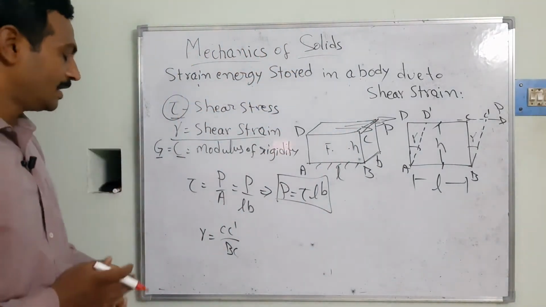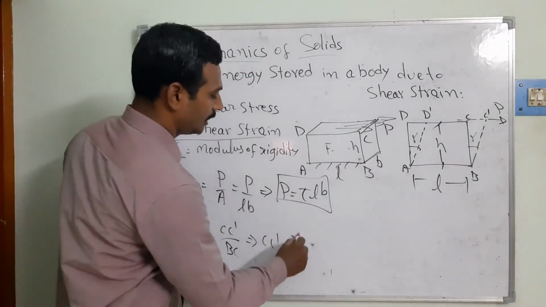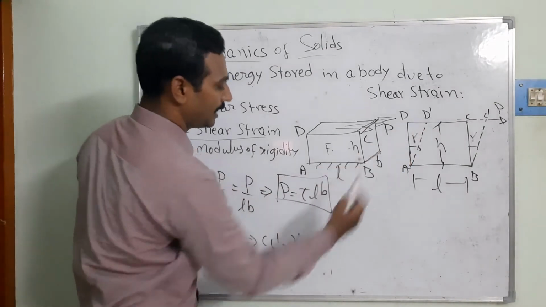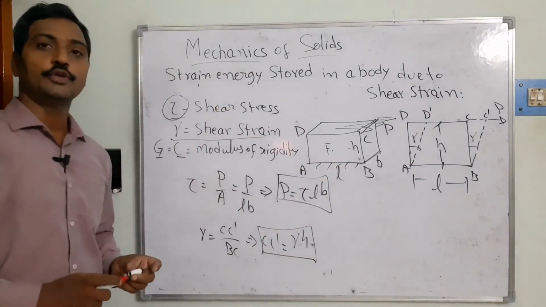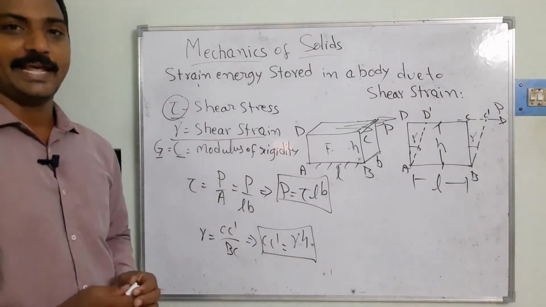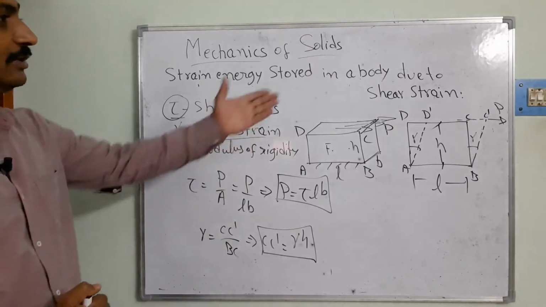So that is the rectangle. Then in this equation, C dash is equal to, what is the formula? Gamma into BC. BC is equal to how much? That's going to be H, we got it. So these two equations we are trying to use to find the strain energy, right?